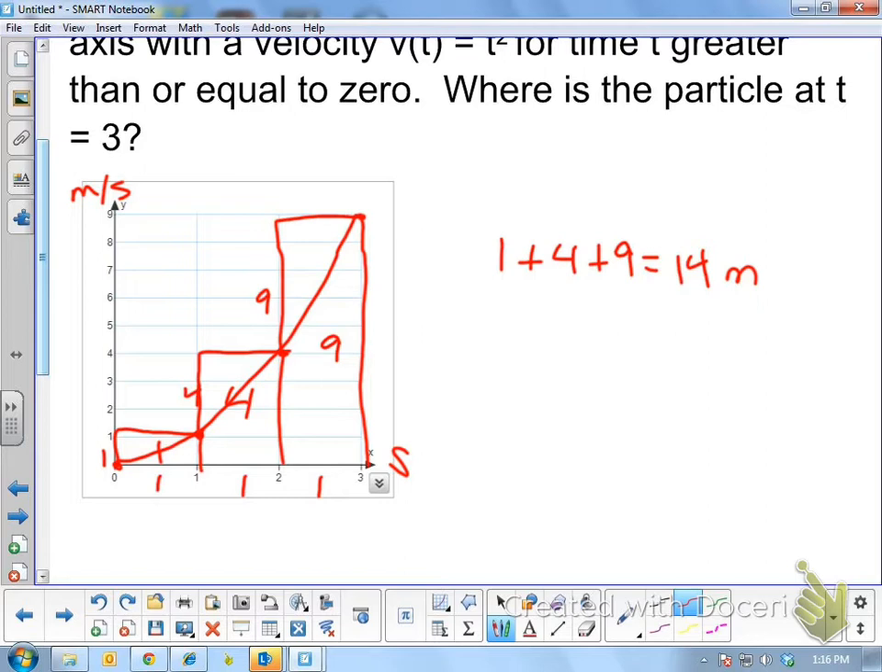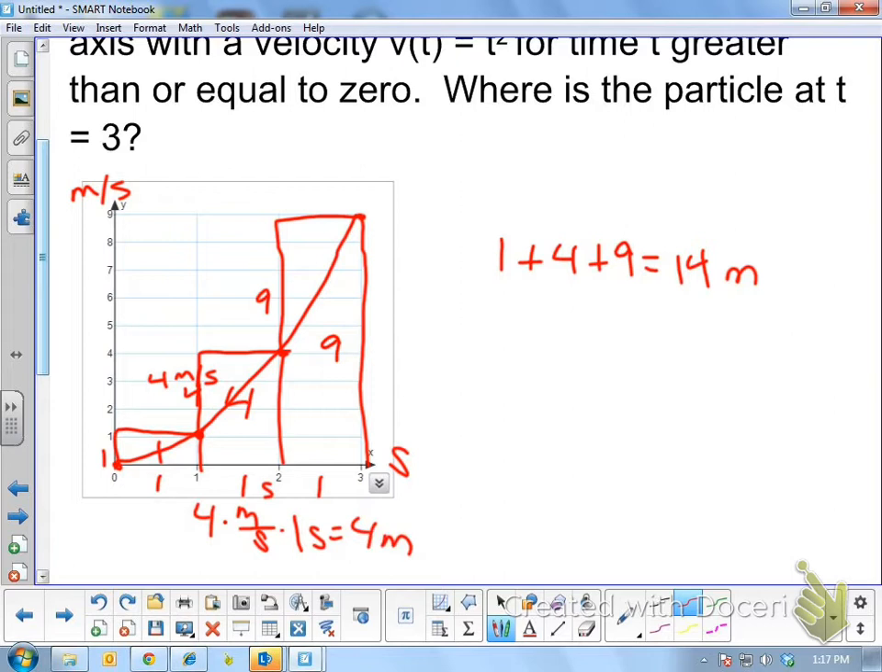And notice units-wise, one of the reasons I like showing the area is just units-wise. If this is 4 meters per second, and this is 1 second, and I multiply those two things together, then the seconds goes away and leaves you with just 4 meters. Because basically we're using the formula, distance is rate times time. It's basic physics. So our particle traveled approximately 14 meters.